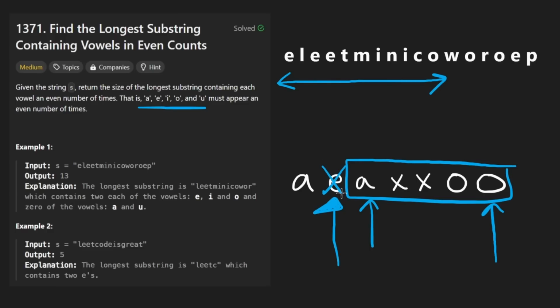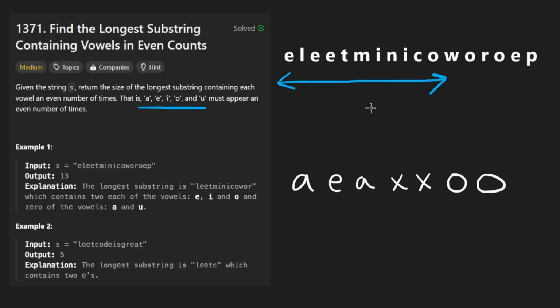We removed a single E. Well, we also removed a single A. We had an even number, now we don't. So that's why this solution won't work. So how do we solve the problem then?